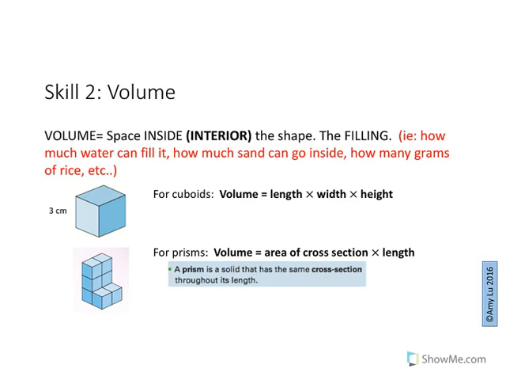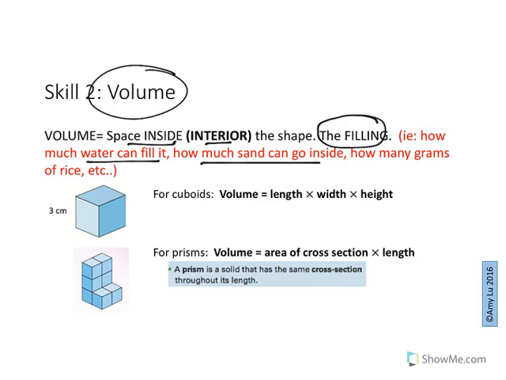And finally, let's talk about the last concept, which is volume. Volume is addressing the space inside the shape, the interior of the shape. Another way to think about it is the filling. So how much water can fill it, how much sand can go inside, how many grams of rice can go in the jar, etc., etc., etc.